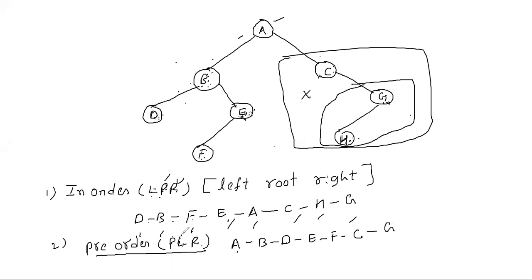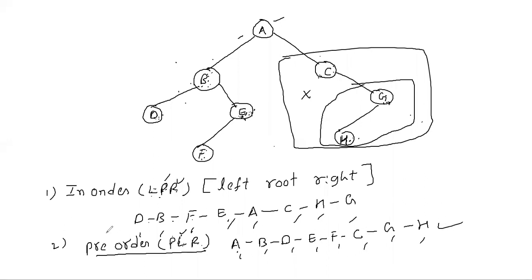G. Go to the left side, PLR. What is on the left side? H. On the right side, is there anything? No. So now, are all vertices covered? Check it. 1, 2, 3, 4, 5, 6, 7, 8. So all vertices are covered. This is called preorder.